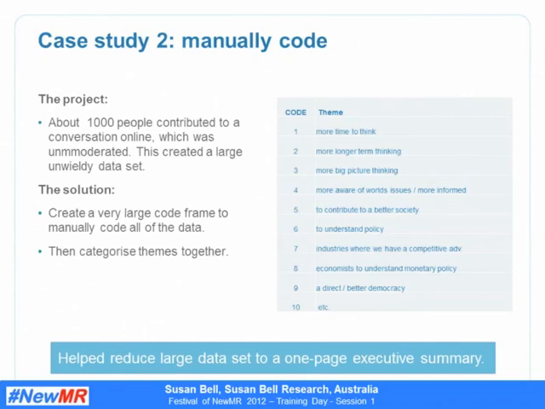And I wanted to code it like you'd code an open end, but felt that that was the wrong thing to do because my client wanted a qualitative answer, not a code frame. But in the end realized it was the only way to do it. I had to reduce it all the way down. So I coded it into the things that you might be able to see on your screen. More time to think, more longer term thinking, more big picture thinking. They're all very precise.